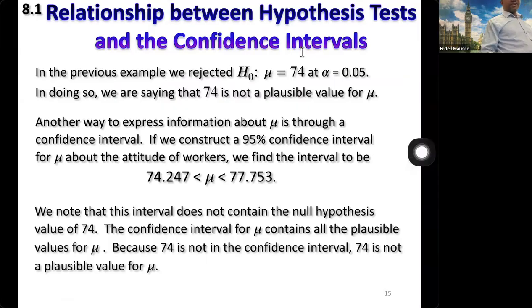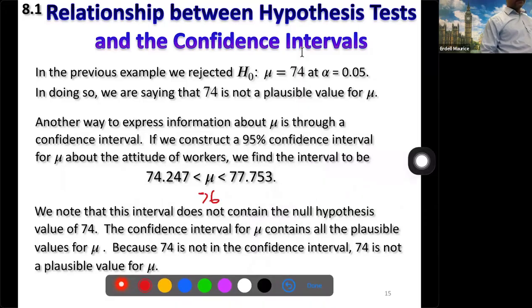No. So basically what they're trying to say right here is if we were to construct a confidence interval right here for the mean score around 74, you notice that the score that they got is not within this interval. Another way to express this information about mu is through a confidence interval. If we construct a 95% confidence interval for the mean, remember the score we got was 76.